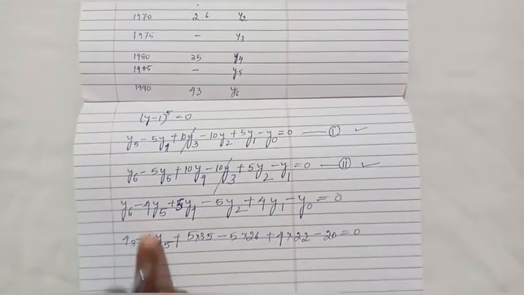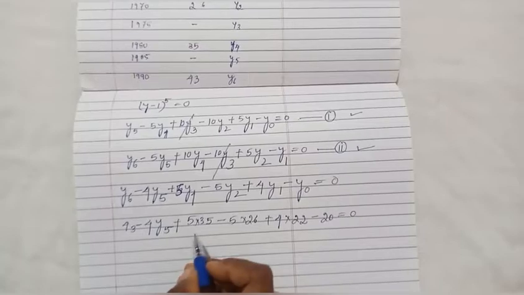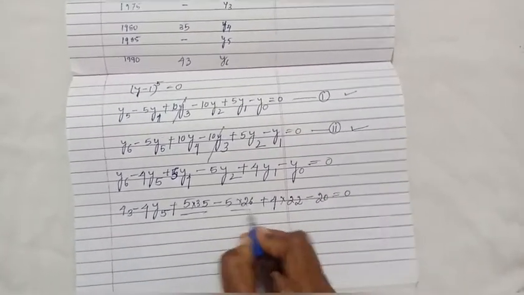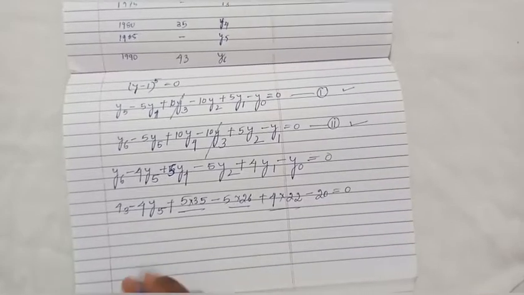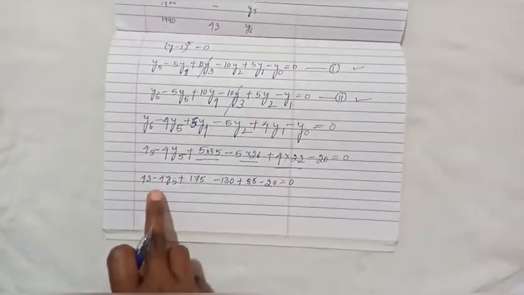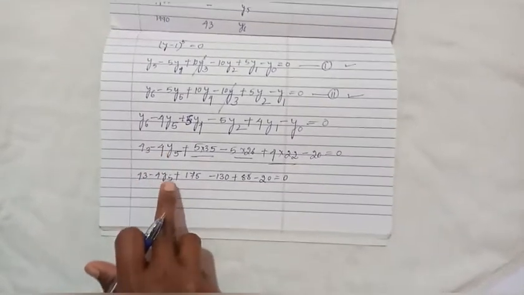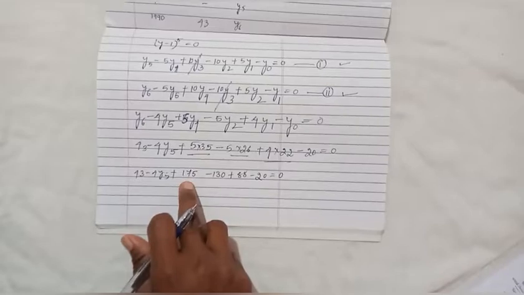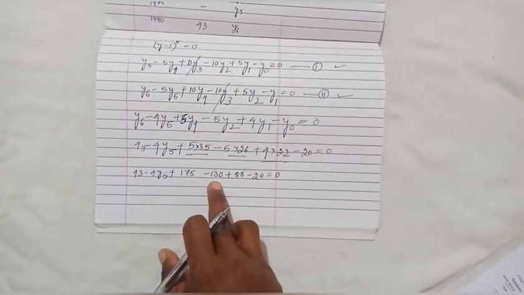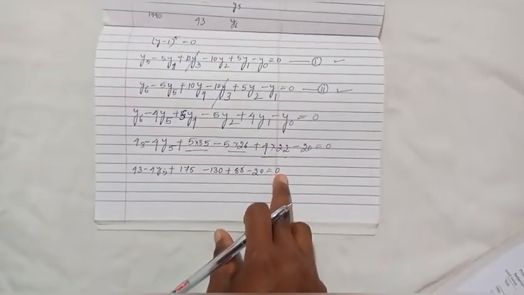Whatever values we have here, we just have to put them in. Now we have to multiply the numbers. How do you have to multiply? You know that these two, these two, these two we have to multiply. After multiplication we got it like this. This one 43 minus 4y5, plus these two multiplied I got here 175, minus these two I multiplied I got here 130, plus these two 88, minus 20 is equal to 0.